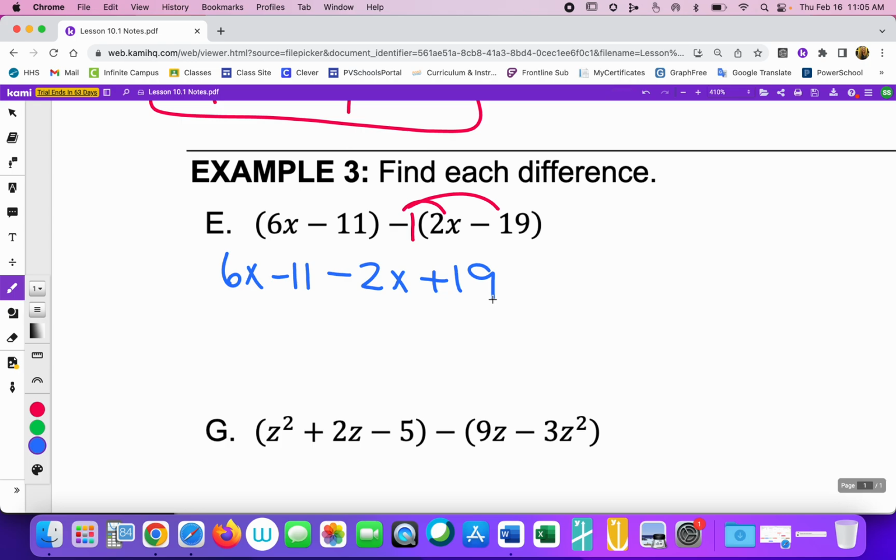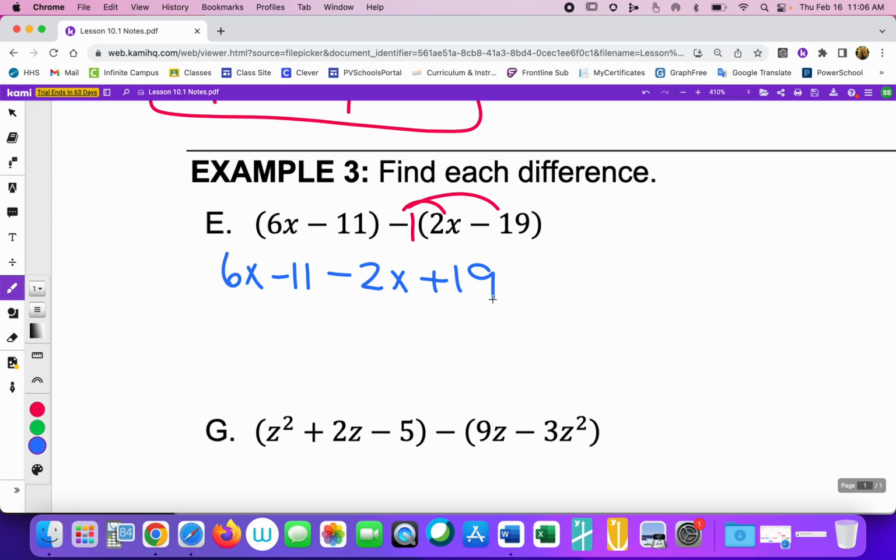Now next week we'll be distributing more than just a negative sign with it. So yes, that will change things. But with just today, it's either going to be adding, which is just combining like terms right away, or subtracting, which is distributing a negative sign and then combining like terms.